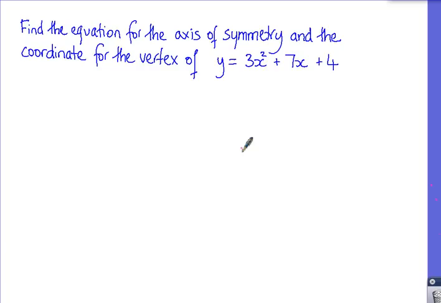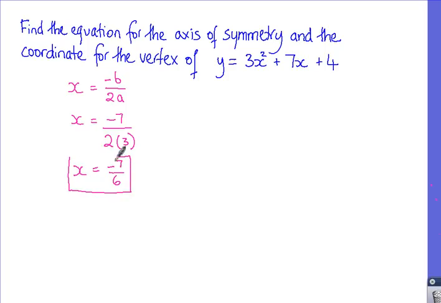So let's use the axis of symmetry equation, which you have in your booklet, so you don't need to remember it. The axis of symmetry is x is equal to minus b over 2a. So if we substitute, b is 7, so we get minus 7 divided by 2 times a, and a is 3. So x is equal to minus 7 over 6. Don't forget the x equals, it's not an equation without it.